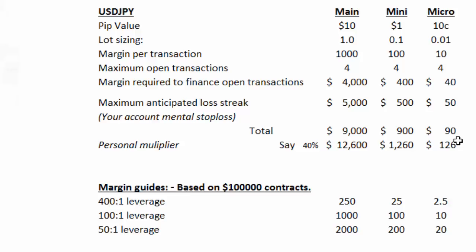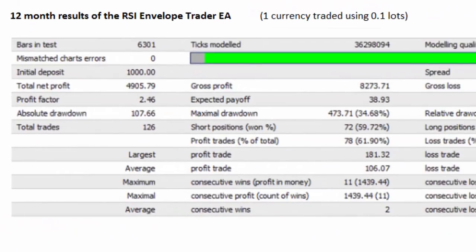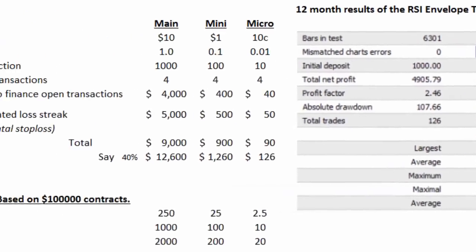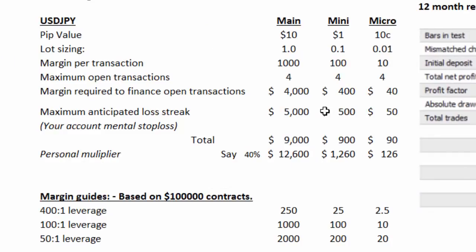Now, this is not always easy to determine. With an EA, for instance, remember we initially looked here and we saw 473. That's why I pointed out that amount. The EA will sometimes tell you what kind of drawdown you can experience. So there we have a guide, 473. So I've just rounded it up to 500. So I've put in here 500 as a possible anticipated losing streak. And that you have to convert if you're trading a main account or a micro account.